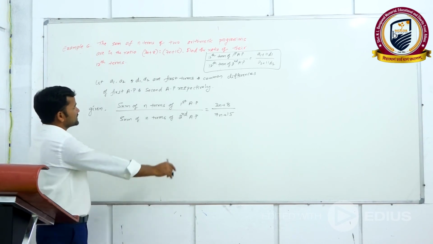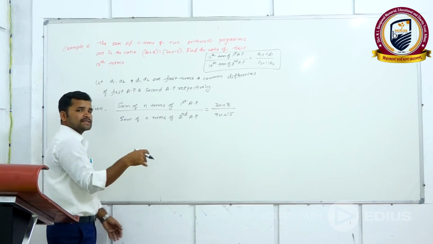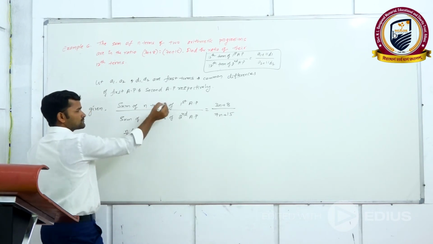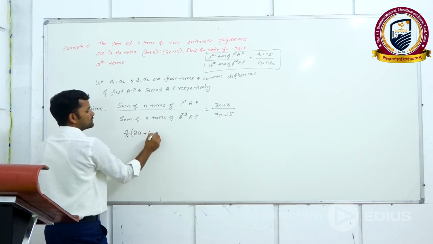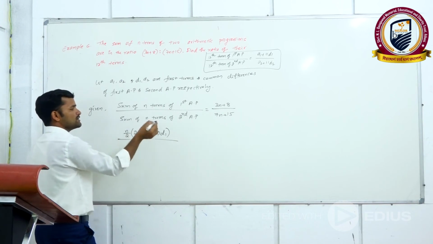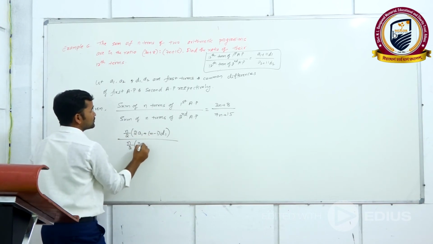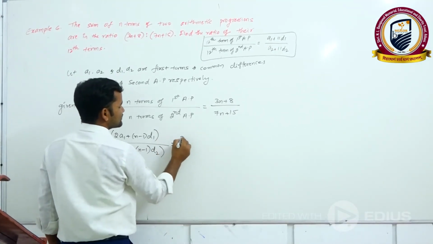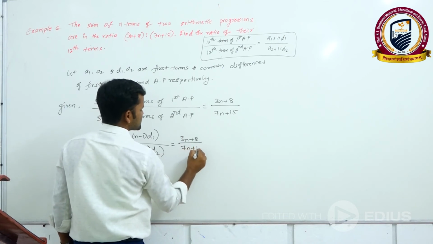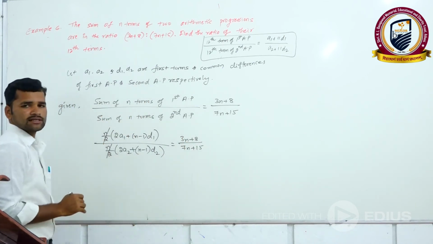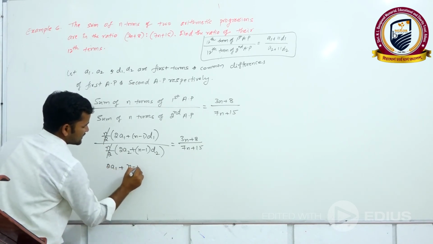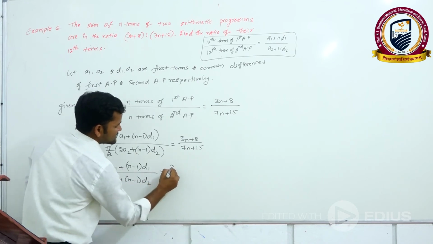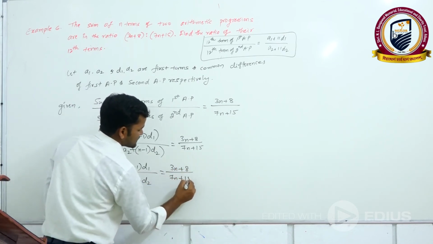Sum of first n terms of the first AP, using the formula Sn is equal to n by 2 into 2a plus n minus 1 into d. I will write here, n by 2 into 2a1 plus n minus 1 into d1, divided by the sum of n terms of the second AP, that is n by 2 into 2a2 plus n minus 1 into d2, which is equal to 3n plus 8 divided by 7n plus 15. n by 2 gets cancelled. We have 2a1 plus n minus 1 into d1 divided by 2a2 plus n minus 1 into d2, which is equal to 3n plus 8 by 7n plus 15.